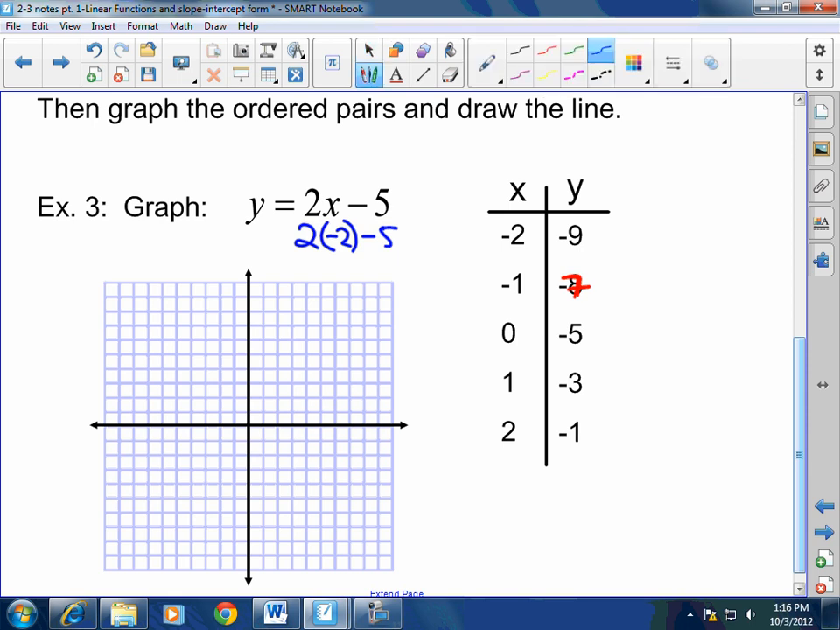-2, -9 is right here. Come again? Yes, sorry. -2, -9 is down here. -1, -7 is right here. 0, -5 is right here. 1, -3. And 2, -1. You need at least 3 to 5 points when you're graphing a line. And that's how you graph, using the table method.